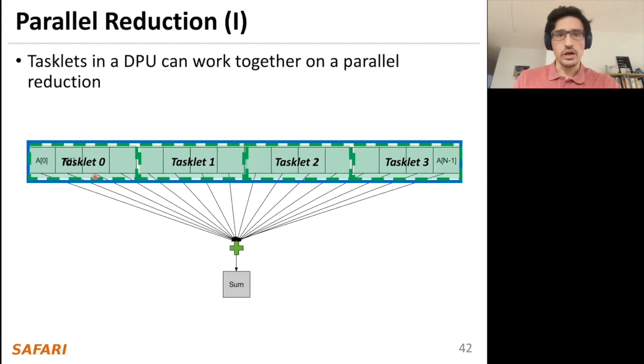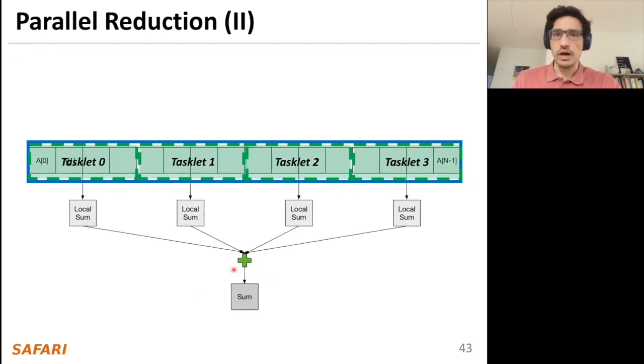In the end, what tasklet 0 is going to do is add up the corresponding elements A0, A1, A2, and so on to this accumulator that we have here. The way we need to do this is by having an intermediate step in which each of the tasklets has a local sum. So tasklet 0 adds these 4 elements and stores the result in this local sum. Then tasklet 1 does the same for its own local sum, and so on.